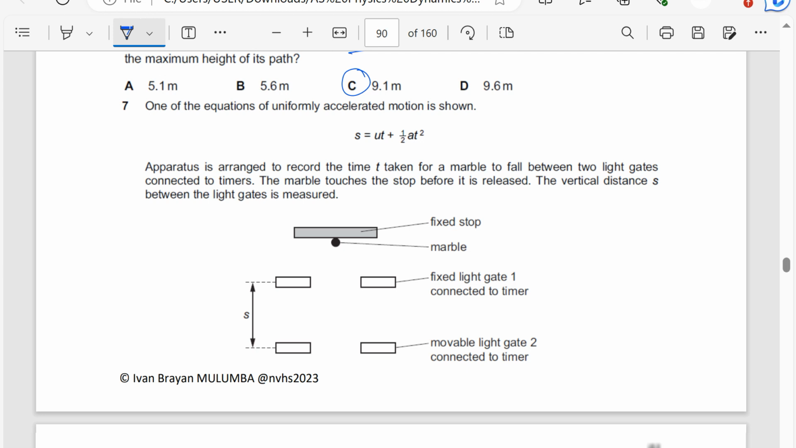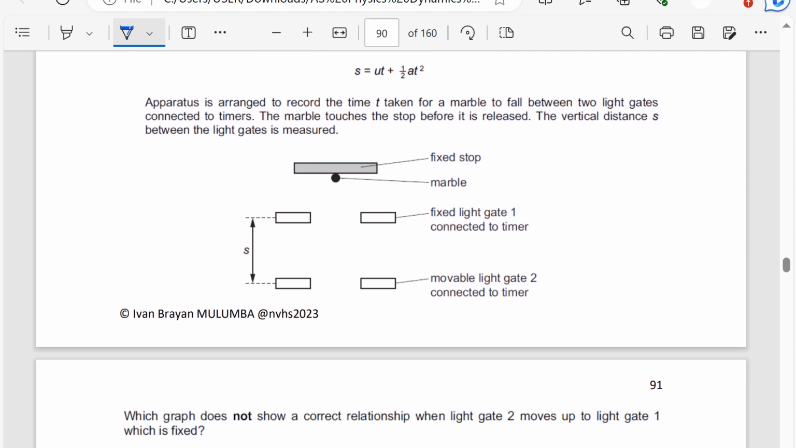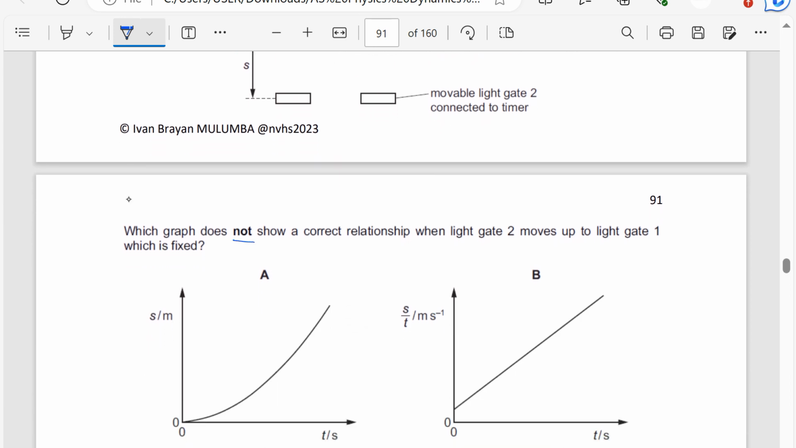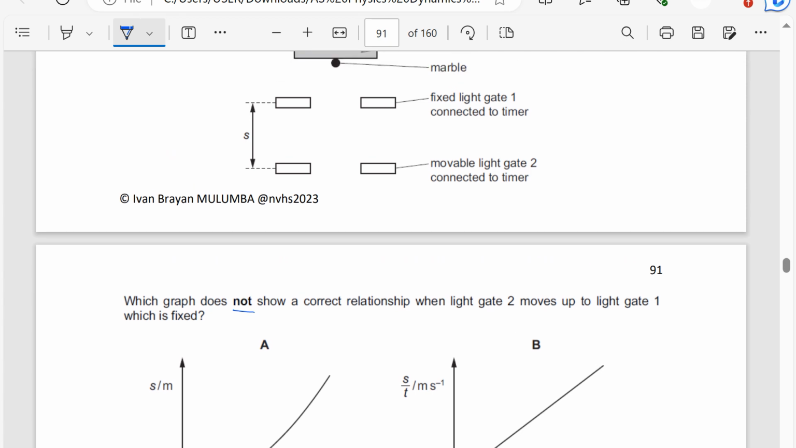One of the equations of uniformly accelerated motion is shown here. Apparatus is arranged to record the time t taken for a marble to fall between two light gates connected to timers. The marble touches the stop before it is released. The vertical distance s between the light gates is measured. Which graph does not show a correct relationship when light gate 2 moves up to light gate 1, which is fixed?